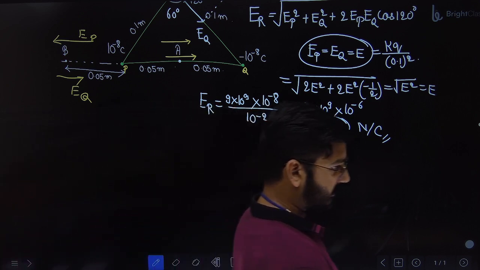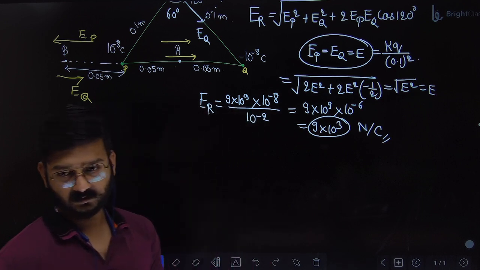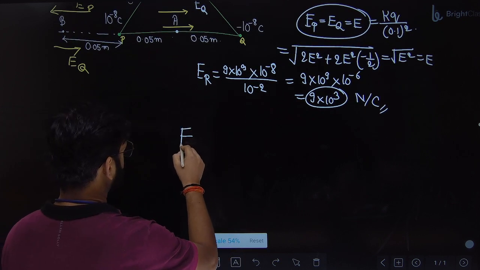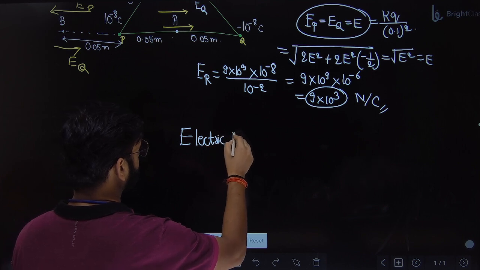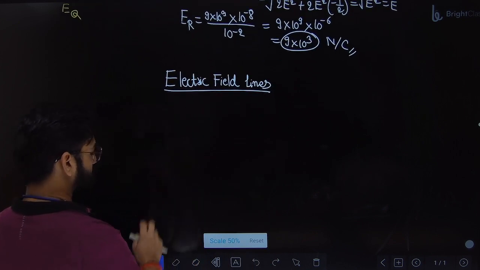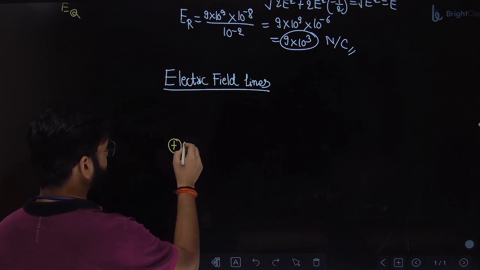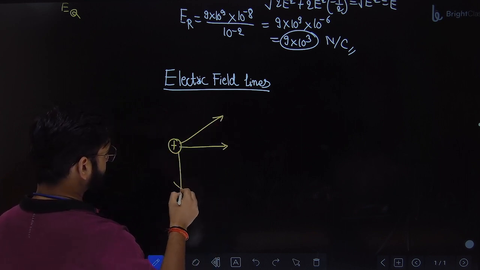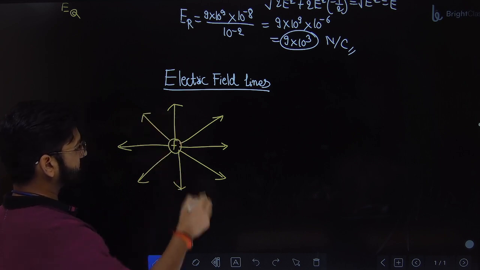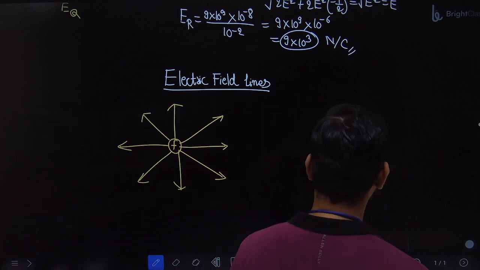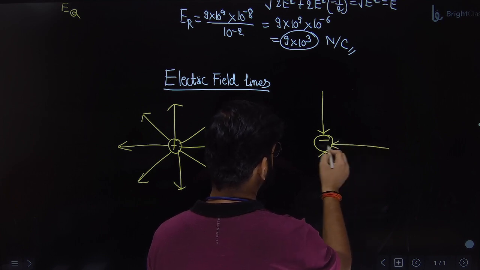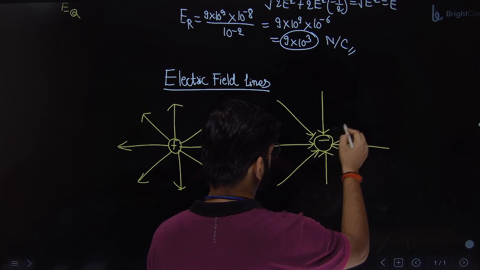Write down the heading, electric field lines. So due to a positive point charge, what is the direction of electric field lines? Diverge or converge? Diverge. So due to a positive point charge, electric field lines will always diverge. Then due to a negative point charge, it will converge. It will always converge.